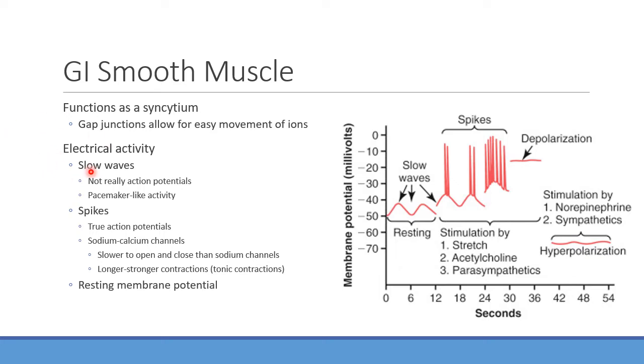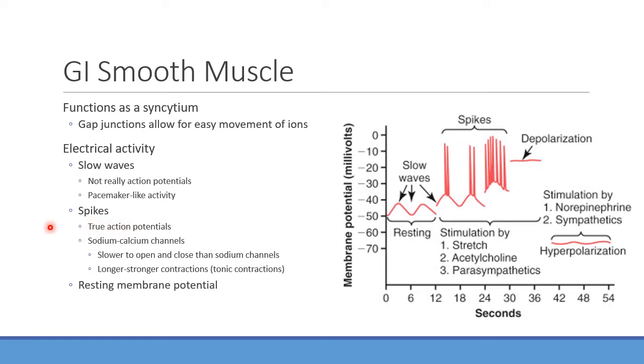So you can see things like slow waves. These are not really action potentials necessarily, but you can see this pacemaker-like activity. You can see the slow waves here. We're going to have this undulation between various states. They can have spikes to it. It can have modifications to it. We actually have these big depolarizations that occur that allow for the actual contraction itself.